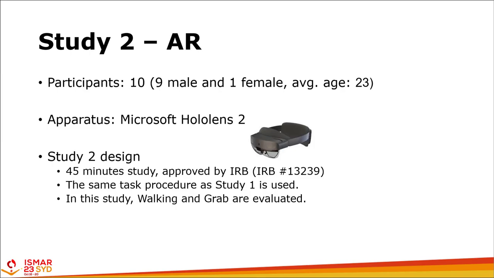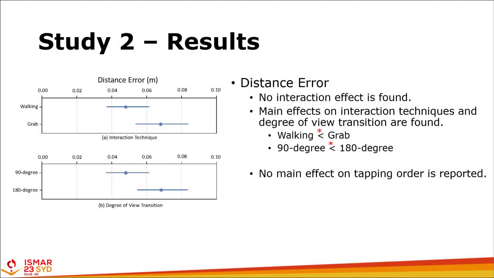We next conducted an AR study using Microsoft HoloLens 2. 10 participants were recruited. The study design, tasks, and analysis methods were basically identical to the VR study. In this study, however, only walking and grab were evaluated, except teleportation. We found no interaction effect on distance error. We found main effects on interaction technique and view transition angle, but not tapping order. We found that walking is statistically more accurate than grab. Similar to the VR study result, a smaller view change has a smaller error.